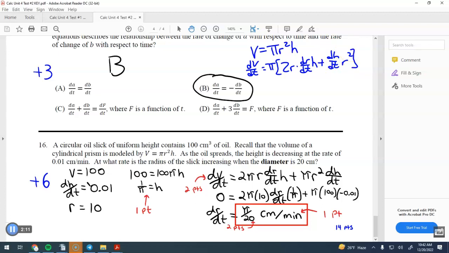Then if I start plugging in, like I was saying, dV/dt is 0, which I don't think we've seen one like that before, so that was kind of new. If you just think about a circular oil slick with a certain amount of oil, spreading out, not evaporating, just drifting off to the side, the volume isn't changing. So 0 times... and then they told me the diameter is 20, so that's super tricky to know. Okay, the radius is half of that. dr/dt, that's what I'm looking for, because I'm looking for the rate of the radius. Height.